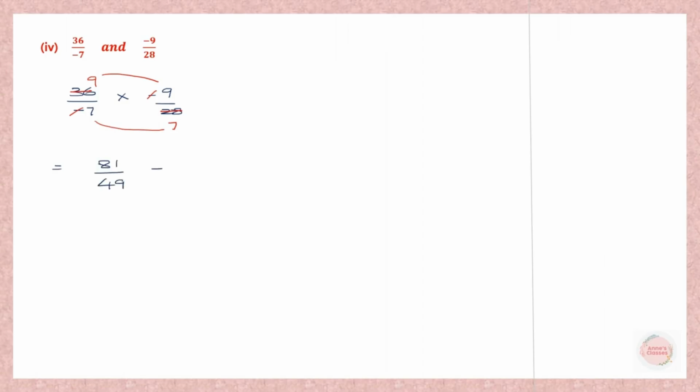81 by 49 is an improper fraction. Let's convert it to a mixed number. 81 by 49. 49 ones are 49. Now we subtract. 11 minus 9 is 2. 7 minus 4 is 3. So a mixed number here is 1 32 by 49. So let's write that down here. 1 32 by 49, which is our final answer.